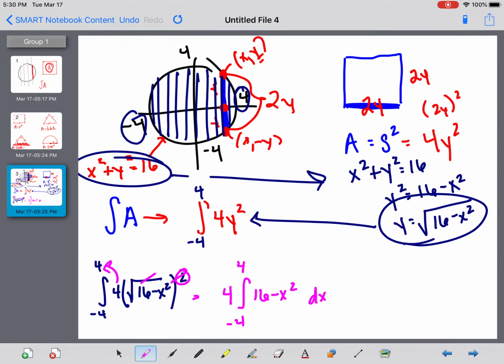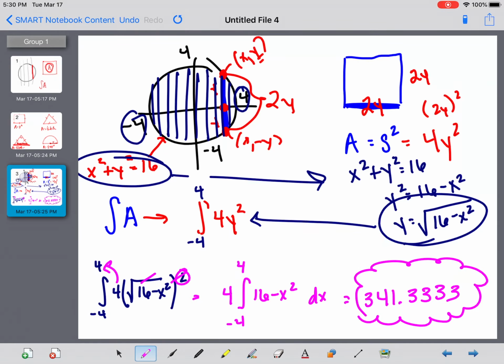So I'm going to pull out my calculator, and I'm going to put this integral in. 4 times the integral from -4 to 4 of 16 minus x squared dx. And that gives me an answer of 341.3333. That is the area of this shape.